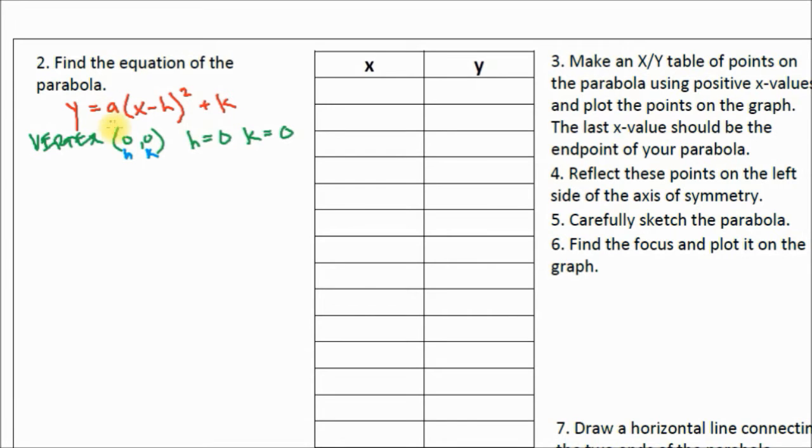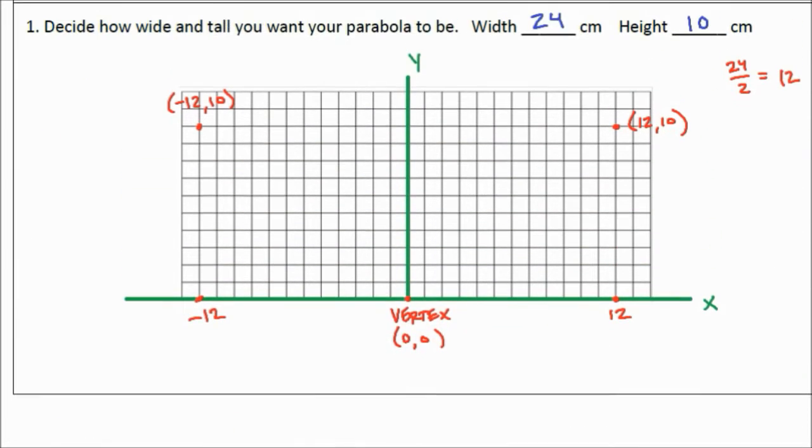Well, I don't know what a is, but I do have a known point on the parabola. So we're going to go ahead and write here, we have a known point. From that known point, class, we can get a valid x and y value. And take a look, we have two known points. (12, 10) is going to be on our parabola at the top right corner, and (-12, 10) is going to be on our parabola at the top left corner.